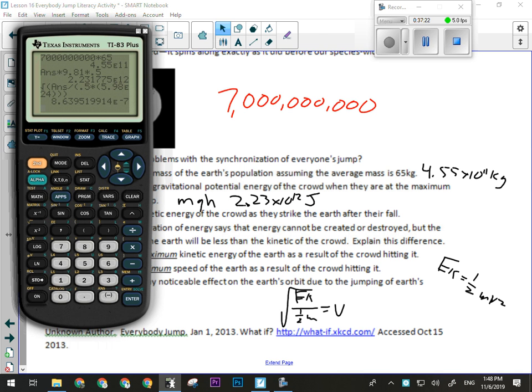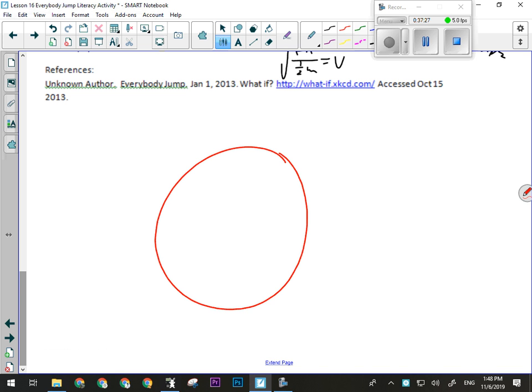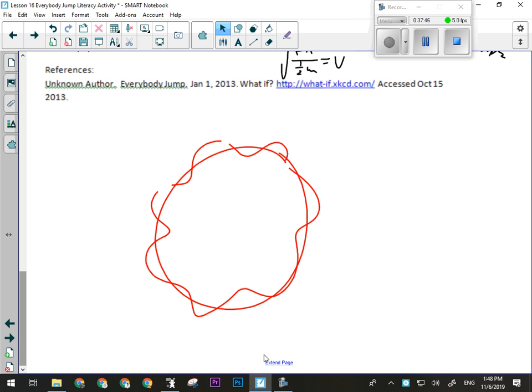The Earth's orbit actually doesn't look like this. The Earth actually does this as it orbits the sun, because as the moon goes around, it pulls it towards it. Other planets interact with it, pull it away. There's all kinds of things that affect the Earth's orbit as it goes around the sun. Certainly jumping or running will not do anything to the Earth.